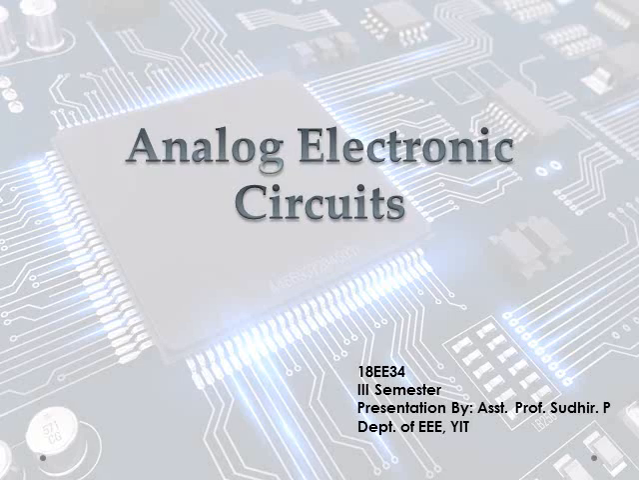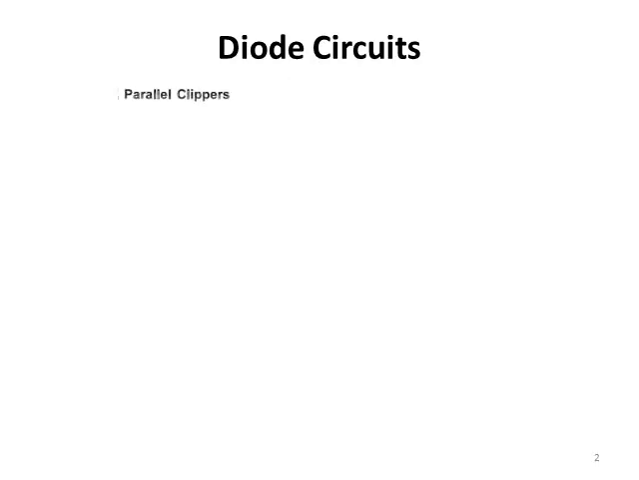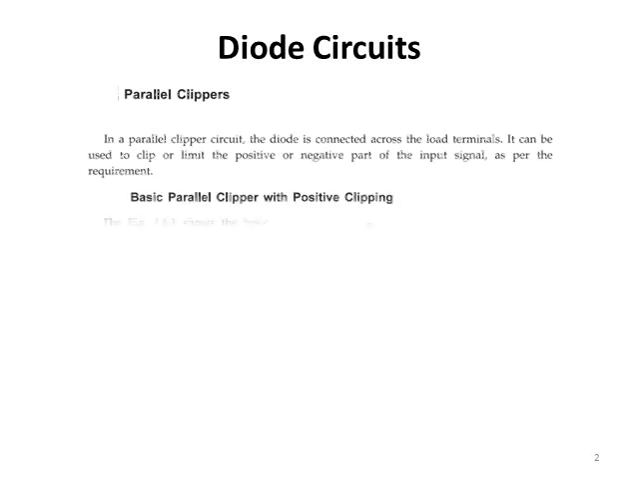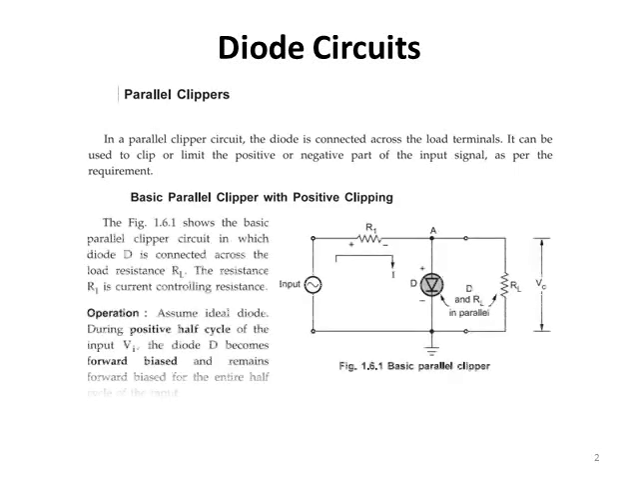Welcome all. So we shall see parallel clippers. In parallel clippers, the diode is connected across the load terminals. It can be used to clip or limit the positive or the negative part of the input signal as per the requirement. The basic parallel clipper with positive clipping is shown in this figure.